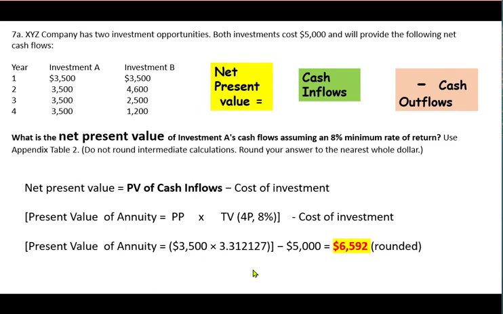$3,500 times 3.312127 equals $11,592 to the nearest dollar here. So you're going to get $11,592, and the investment's going to cost you $5,000. Should you do that? Well, yes, you should do that because it gives you a positive net present value. And any time in these problems where it's a positive net present value, that's a go situation.